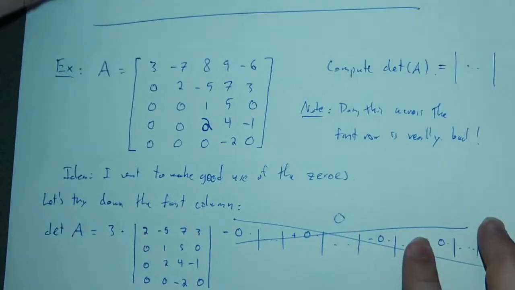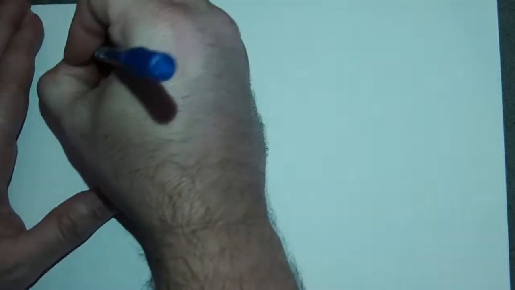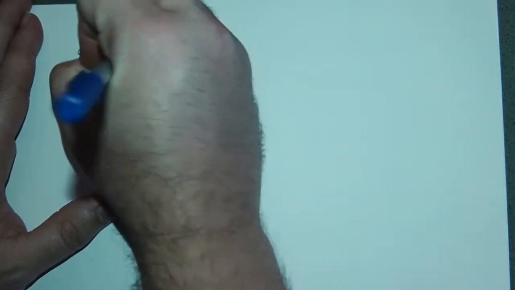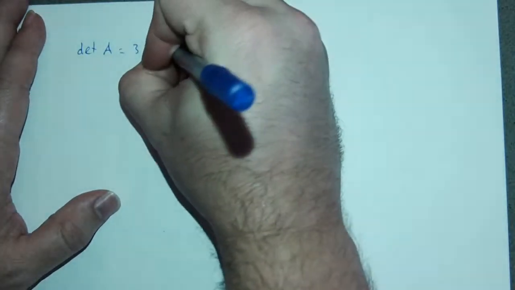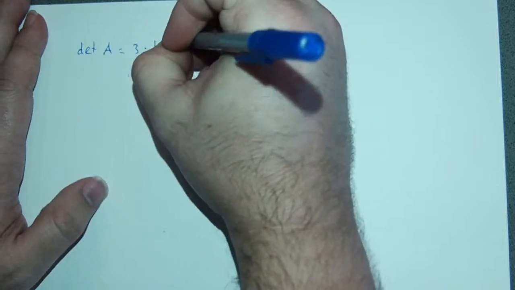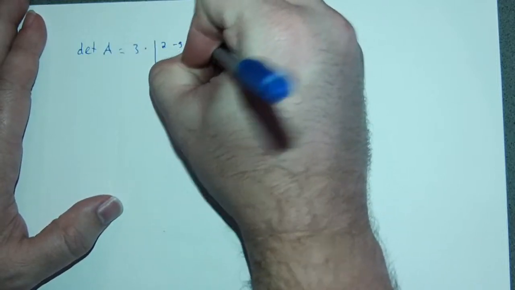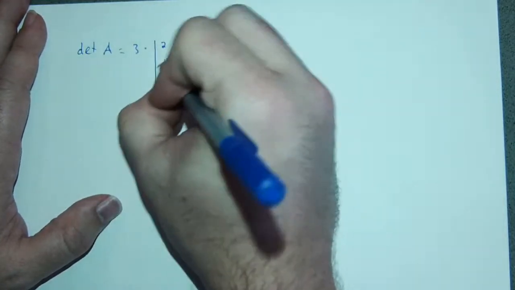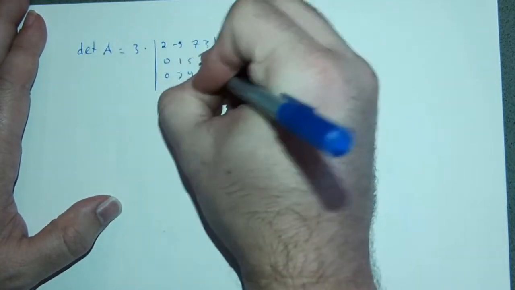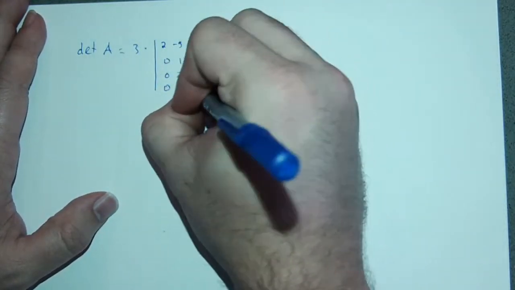So I'm going to rewrite this on another page. Continuing the example, the determinant of my matrix A is 3 times the determinant of the 4 by 4 matrix, reading row wise, 2, minus 5, 7, 3, 0, 1, 5, 0, 0, 2, 4, minus 1, and 0, 0, minus 2, 0.